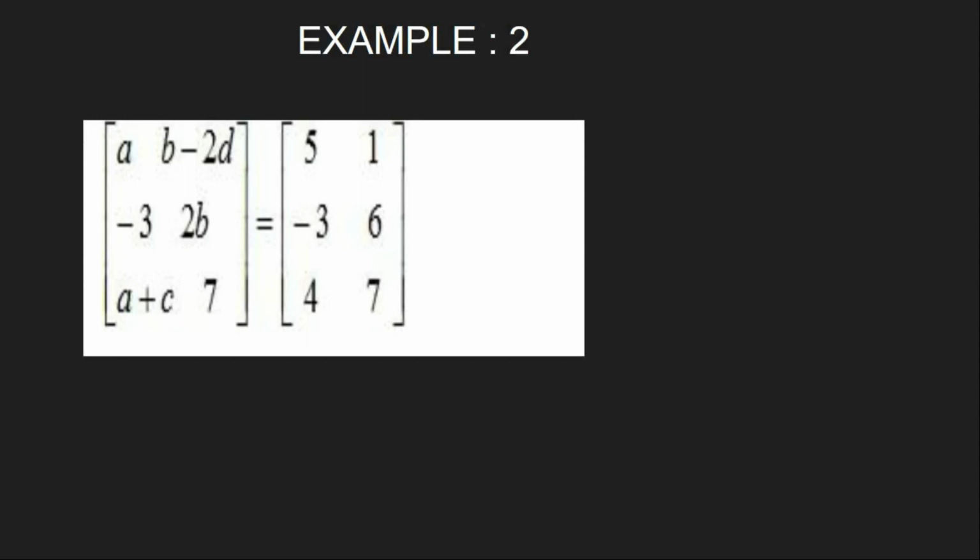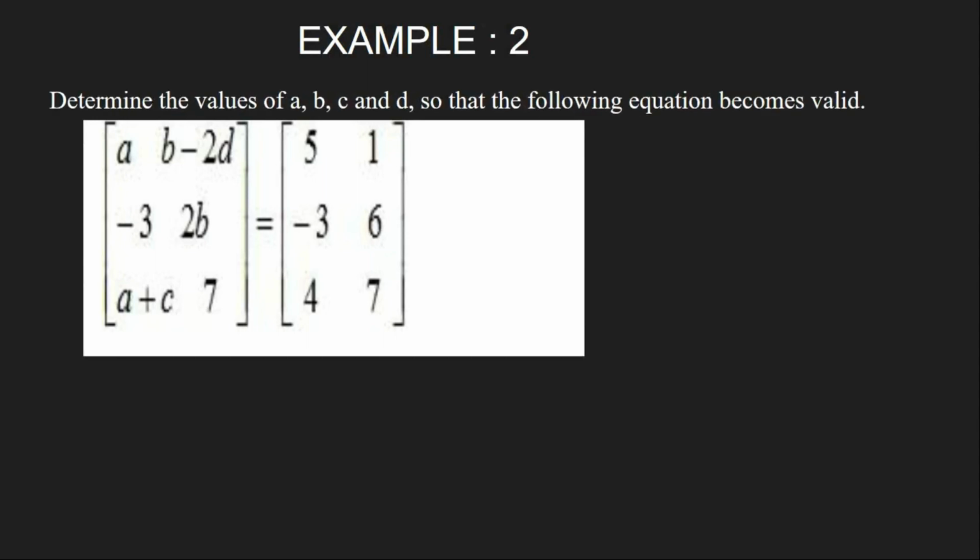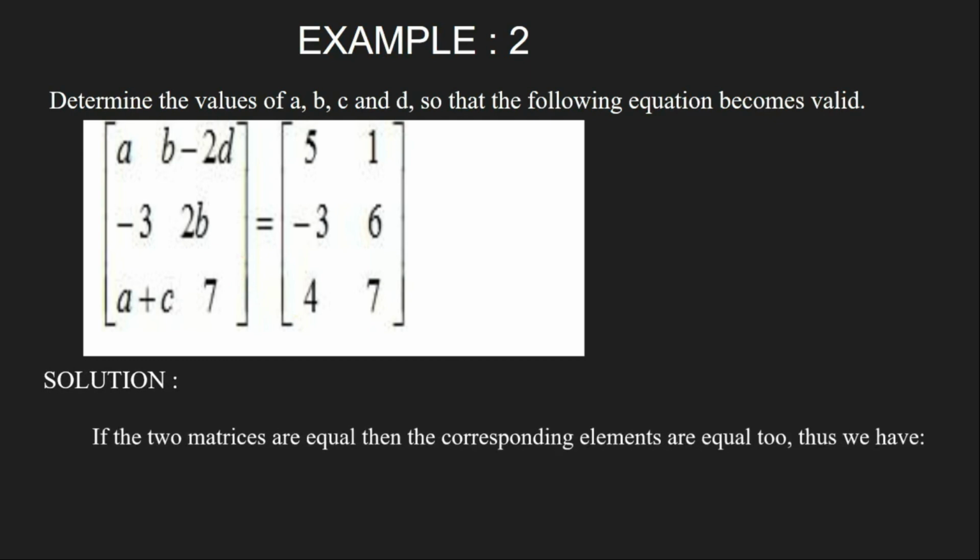Now move on to the second example, guys. As you are seeing here, we have to determine the values of A, B, C and D so that the following equation becomes valid. The example is given here and you are seeing that the order of both matrices is the same. So you can go to the second thing. Now you have to compare the corresponding elements. If the two matrices are equal, then the corresponding elements are equal. This is the condition.